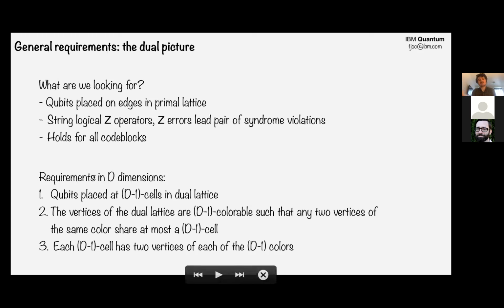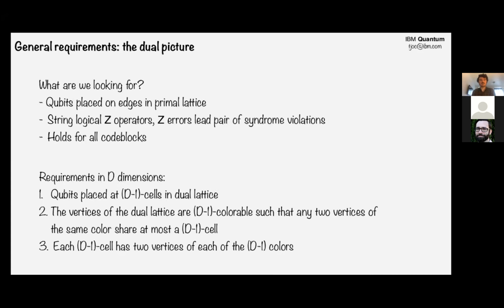So our requirements in D dimensions: we're now going to look at the dual lattice. Instead of qubits being placed on edges, they're going to be on D-1 cells. That's the dual component to edges. The vertices of the dual lattice are going to be D-1 colorable, such that any 2 vertices of the same color share at most a D-1 cell. What that's saying is that if you have 2 vertices of the same color, they share at most a qubit, and so any qubit is going to give rise to a pair of syndromes. That's each D-1 cell has two vertices of each of the D-1 colors.